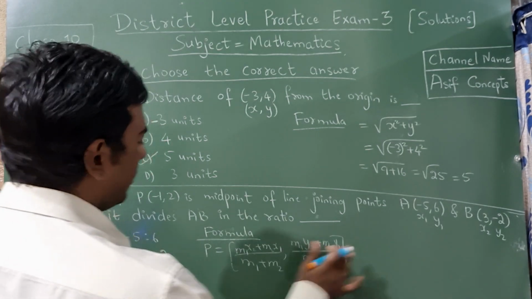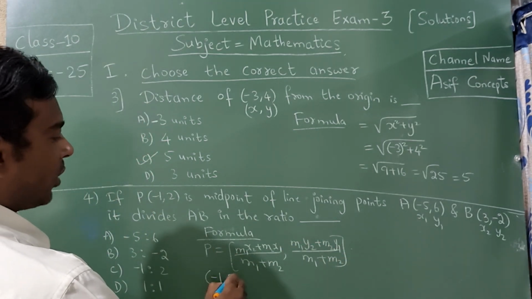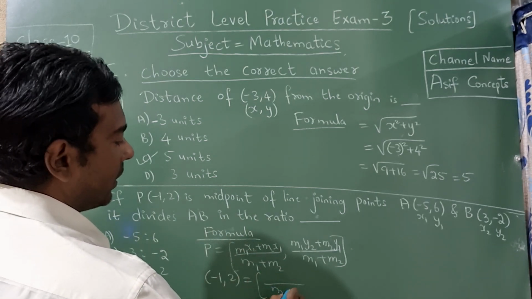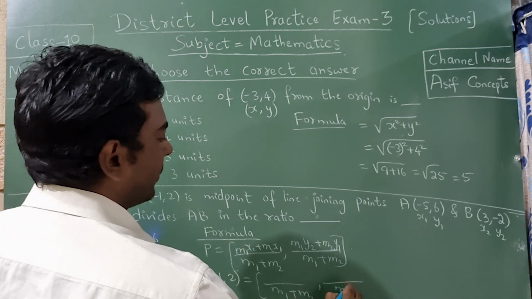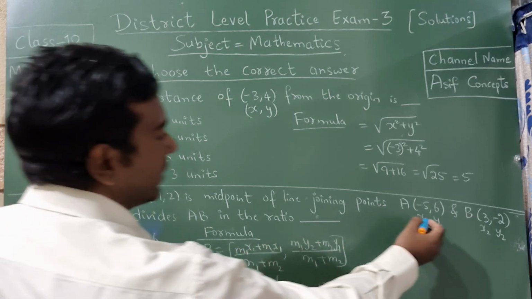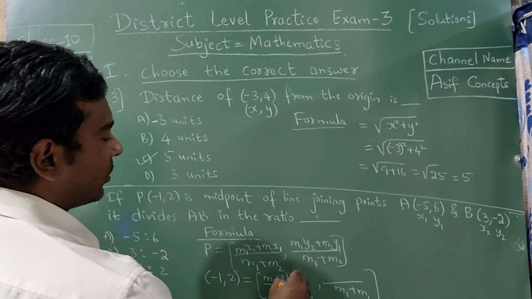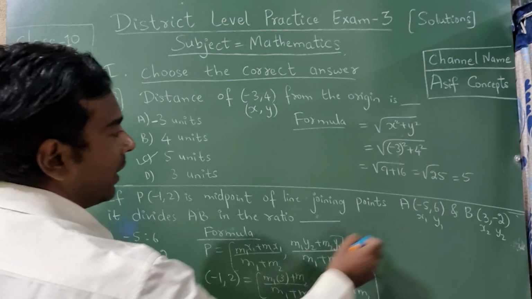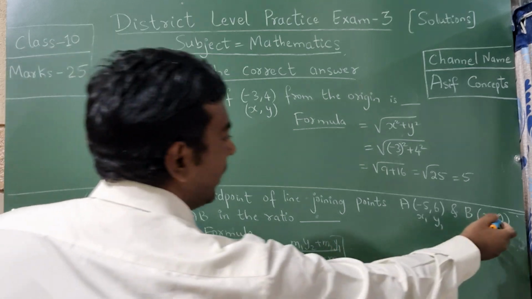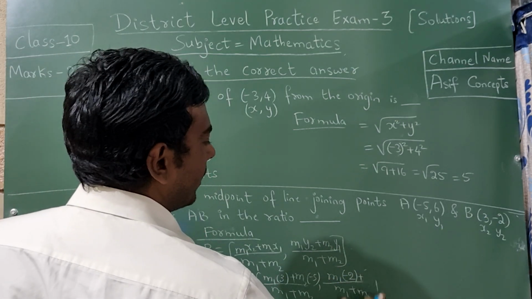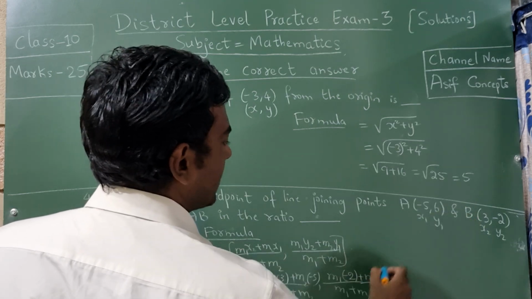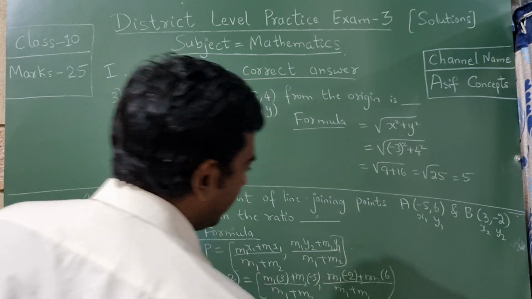Fine. Now P value is how much? Minus 1 comma 2. Since we don't know the ratio, I am going to write m1 and m2 as it is. Now I am going to write here m1. What is x2 value? It is 3. So I am going to write 3 here. m2, x1 value is how much? Minus 5. m1, y2 value is how much? Minus 2. And m2, y1 value is 6.